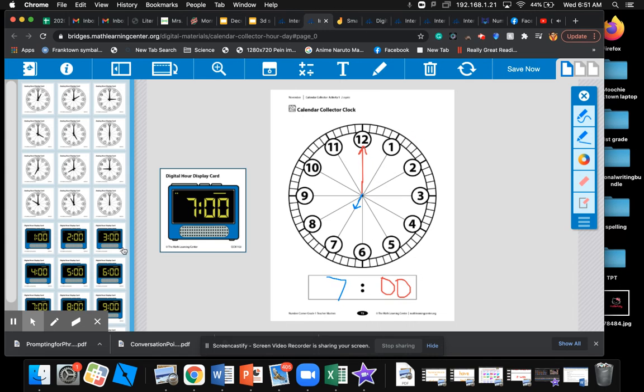Let's see if you can find it before Mrs. A. 7 o'clock, where are you? 7 o'clock, there you are. All right, here we go. Analog clock says 7 and the digital clock says 7.